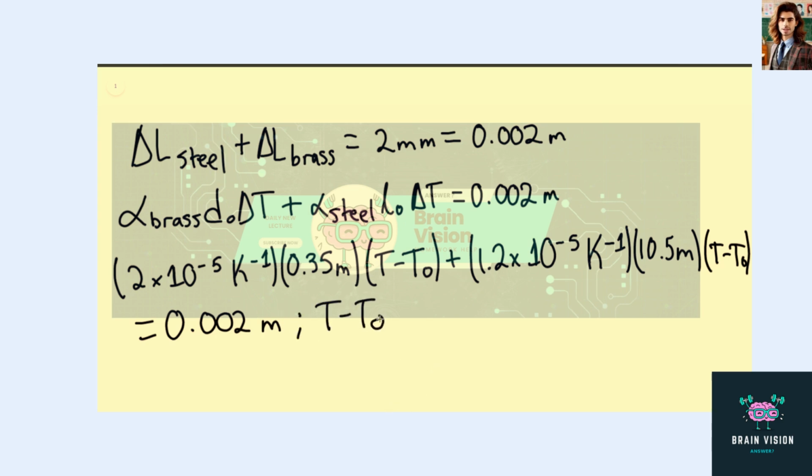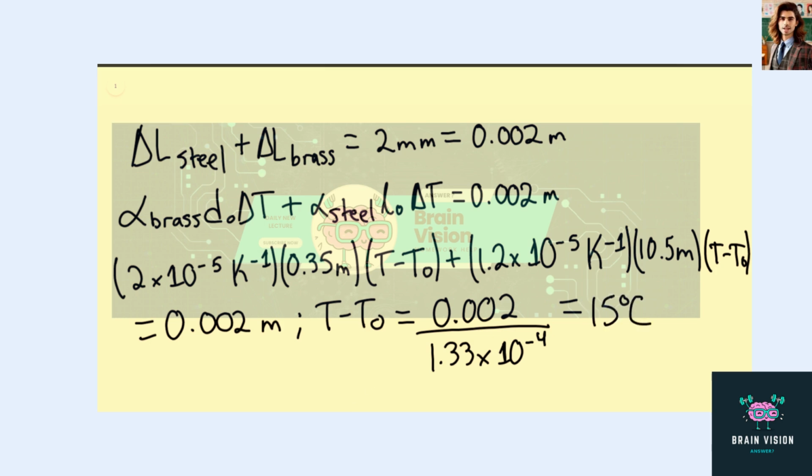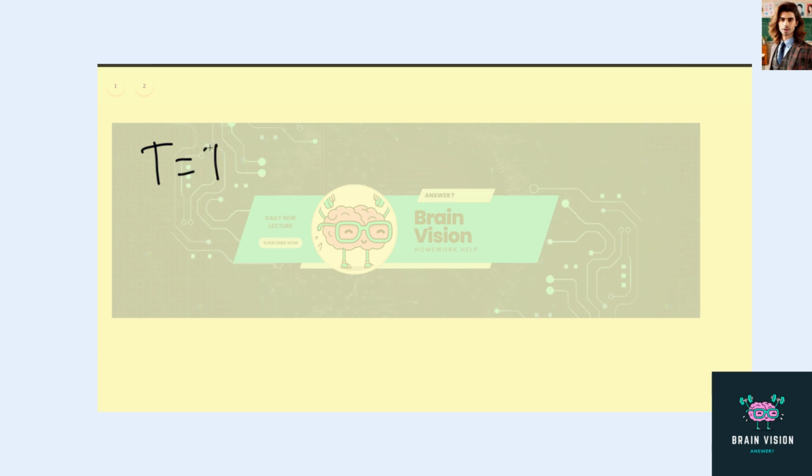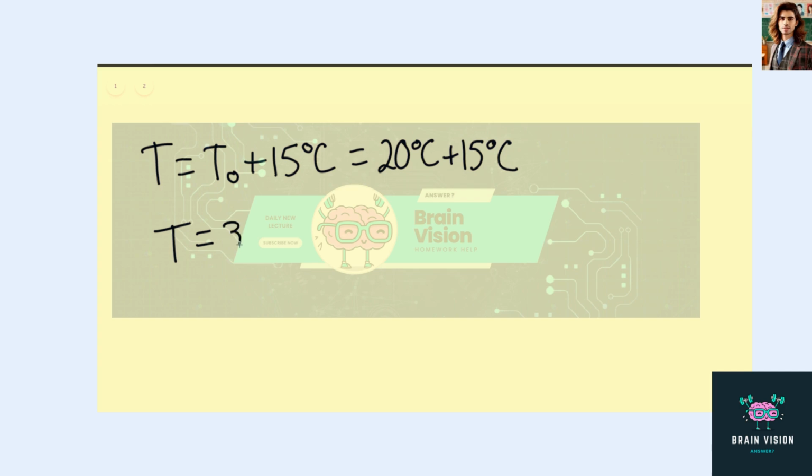So we can say that T minus T sub O, if we solve for this, is going to be equal to 0.002 divided by 1.33 times 10 to the negative fourth. And this equals 15 degrees Celsius. So we can say that T is going to be equal to T sub naught, the original temperature, plus 15 degrees Celsius. So this would be 20 degrees Celsius plus 15 degrees Celsius. The final temperature would be 35 degrees Celsius. This is our final answer.